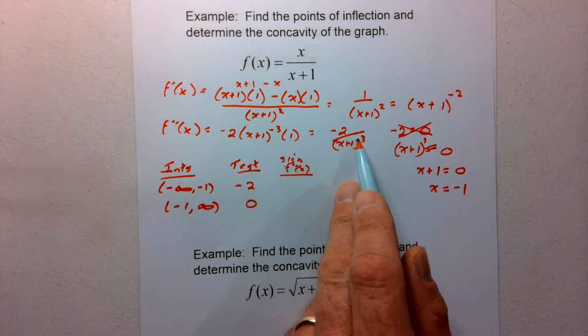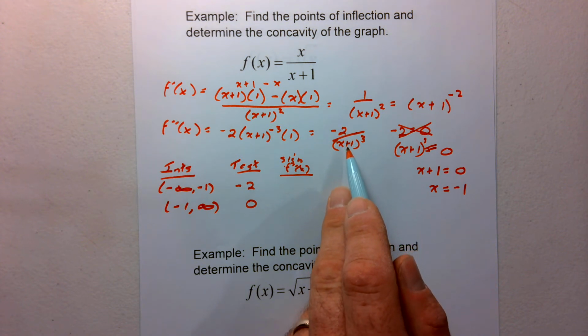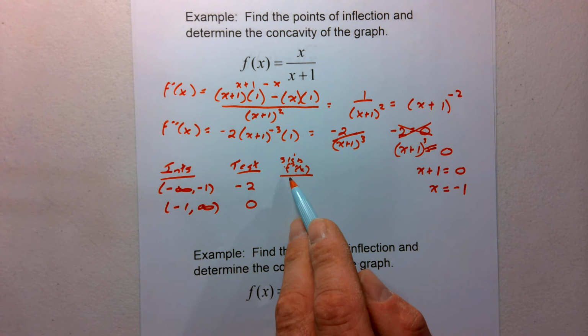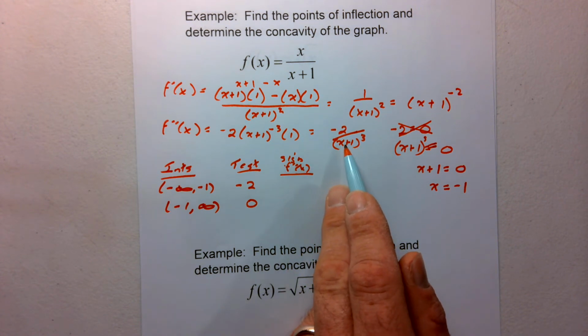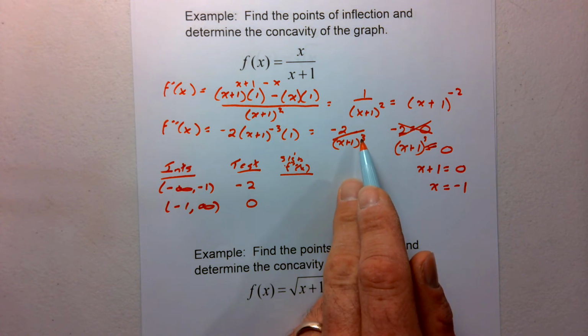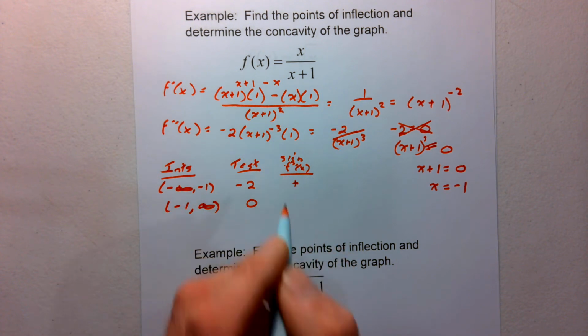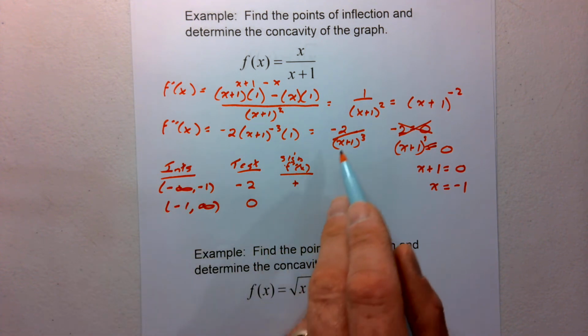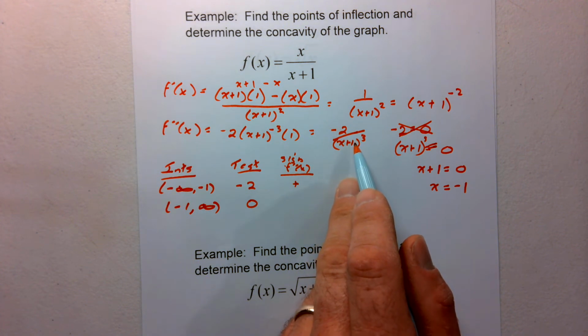So my denominator is going to determine what the sign of this is. Once I take the negative divided by whatever this is, it's going to give me the sign of the second derivative. So if I plug in negative 2, negative 2 plus 1 gives me a negative 1. A negative to the third power is still going to be negative, and a negative divided by a negative gives me a positive.